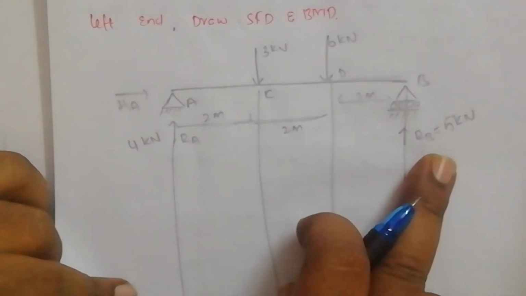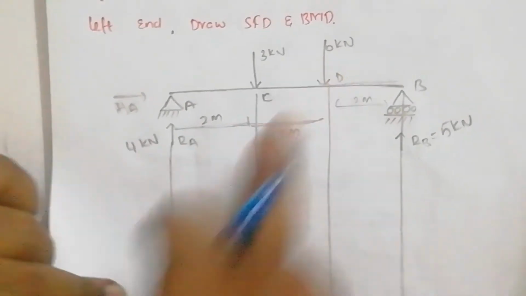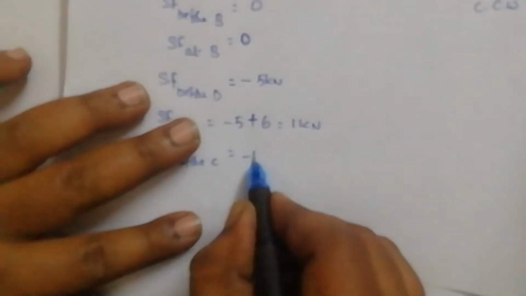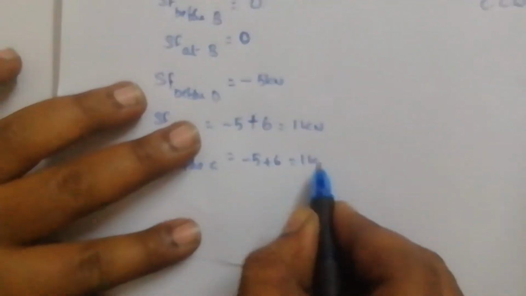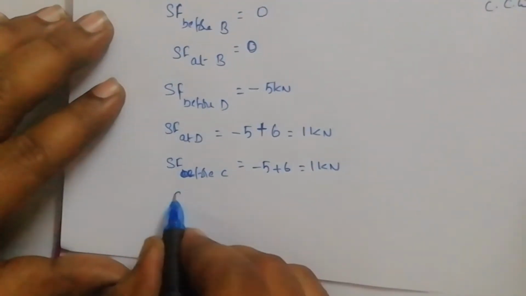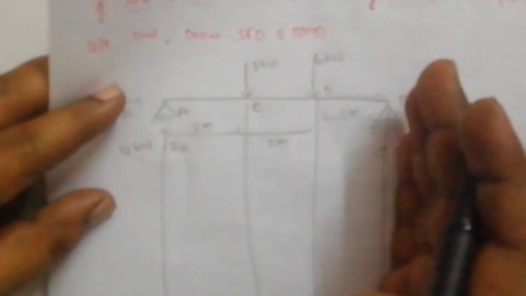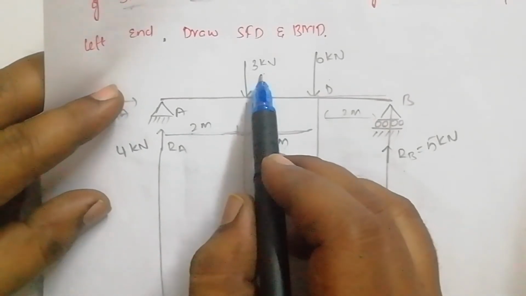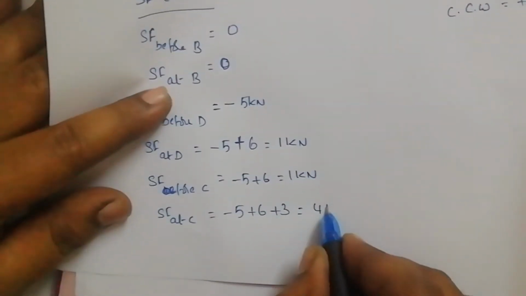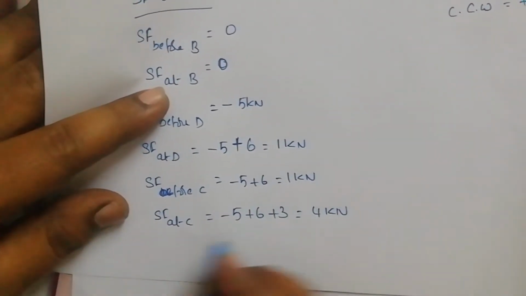So this is 5 minus 5, this is plus 6. So again you will get minus 5 plus 6, which gives 1 kilonewton. Now shear force at C means you have to consider the loads which are to the right of it, as well as the load which is exactly at point C. That is the reason: minus 5 plus 6 plus 3. So that is equal to 4 kilonewton.